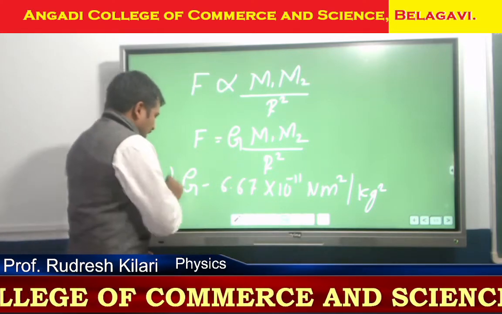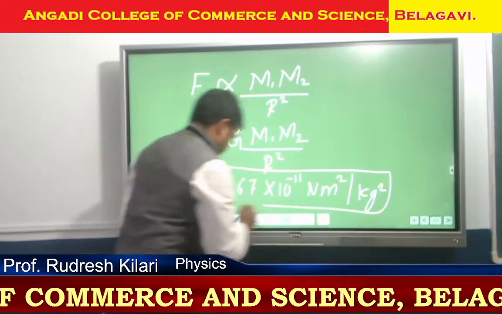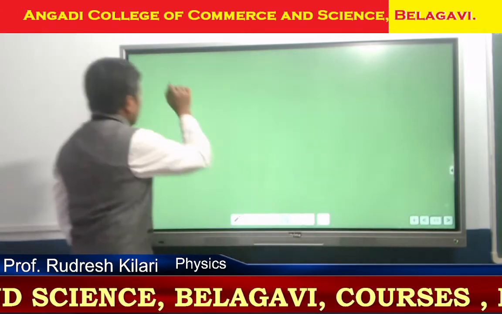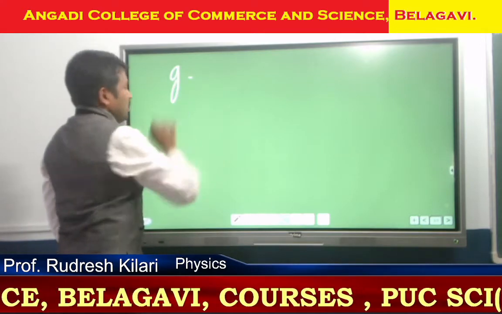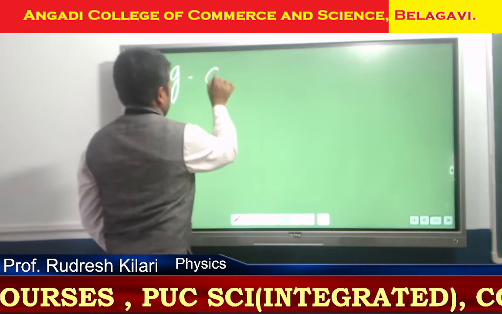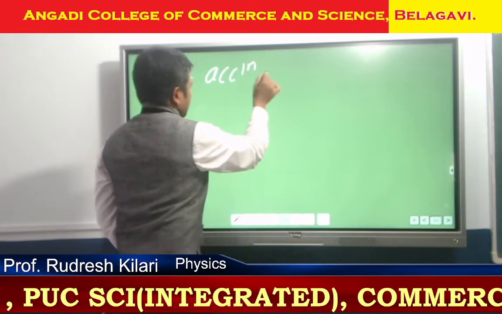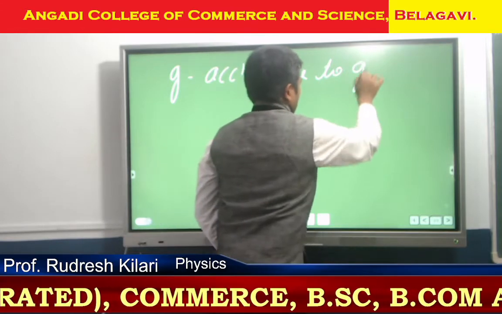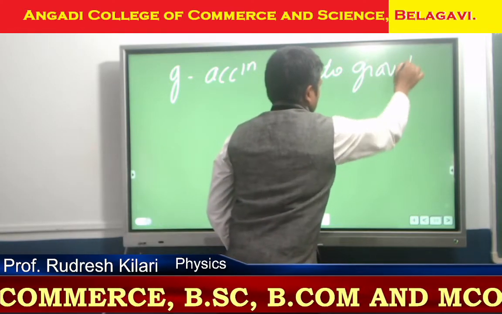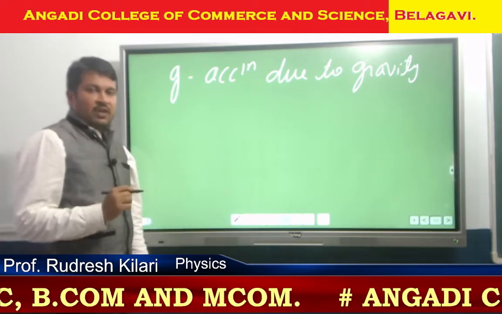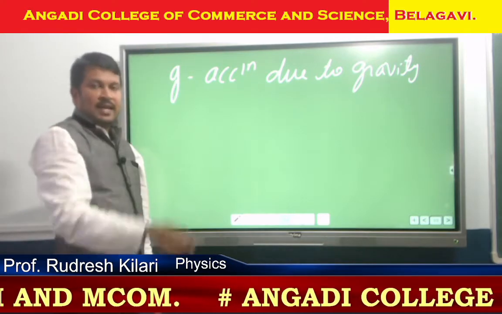This is the gravitational constant equation. Okay, but students, we know that what is g? Small g is acceleration due to gravity. In acceleration due to gravity, any one object, if you throw it in the upward direction, when you throw it upward, it will move.